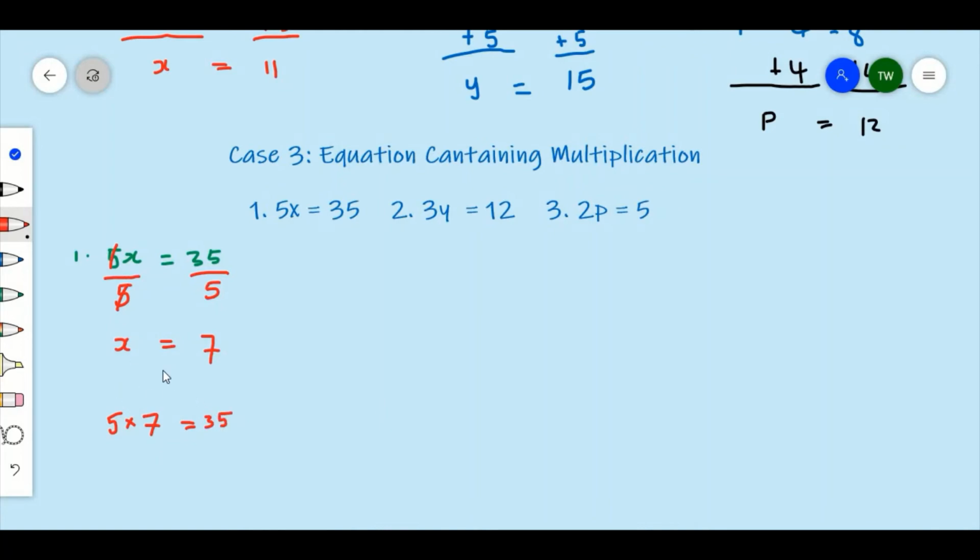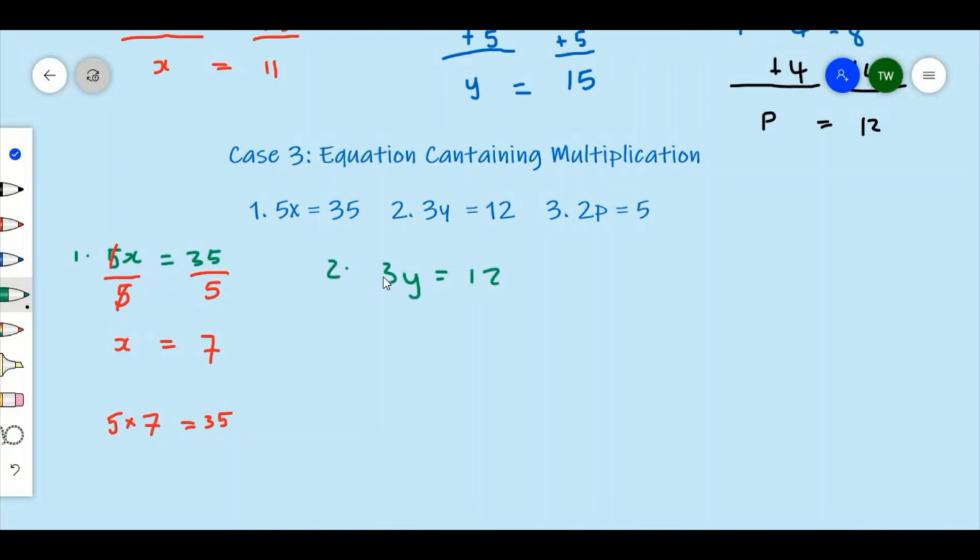So therefore, x is equal to 7. Alright? Now to example 2. We have 3y is equal to 12.